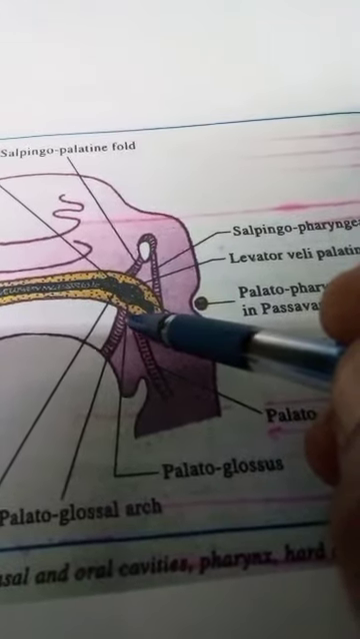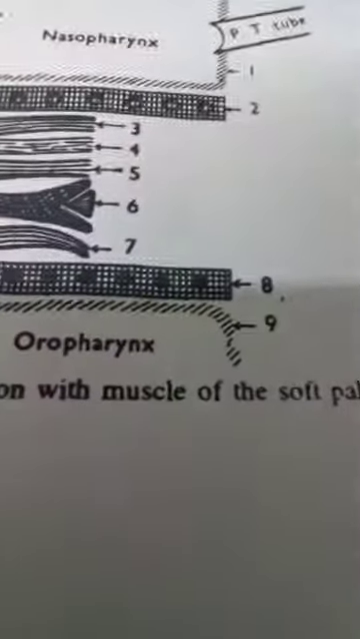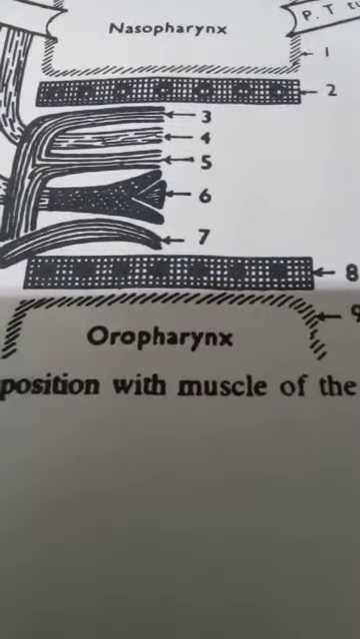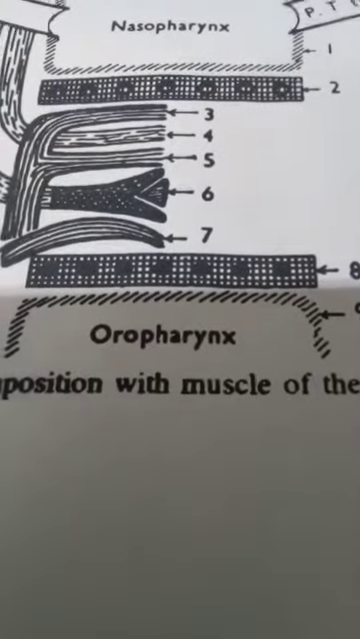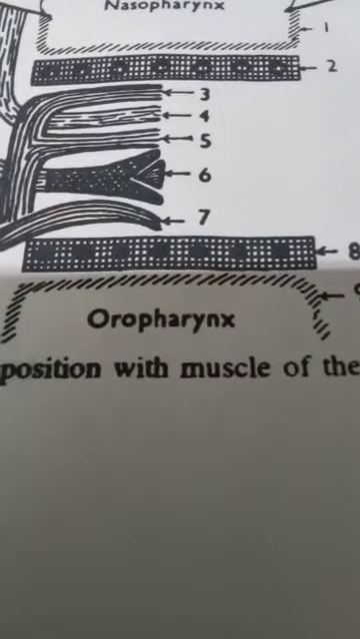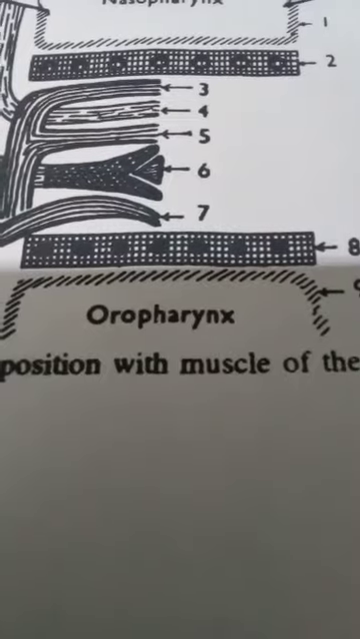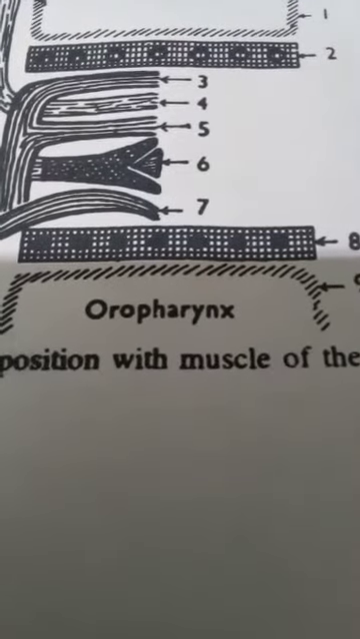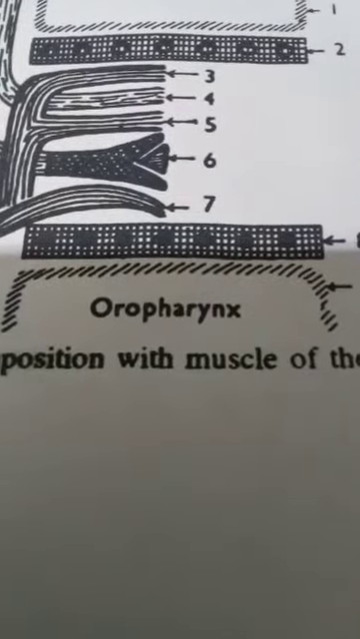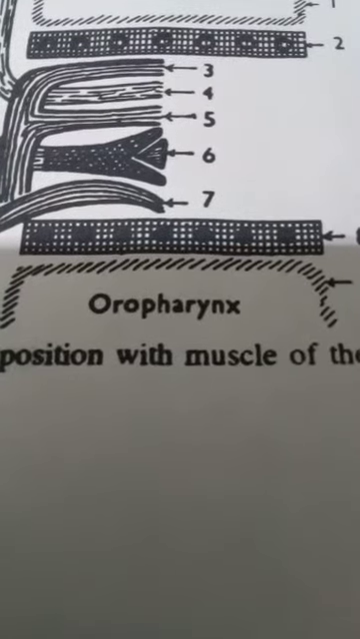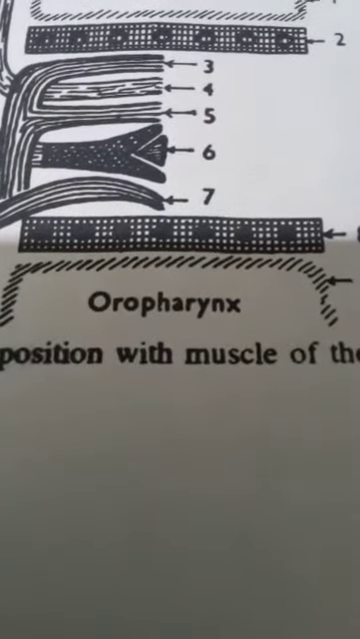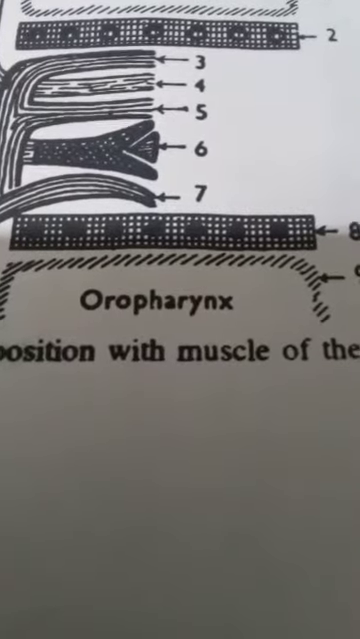by stratified squamous epithelium. So, with this schematic diagram, first is mucous membrane of the nasopharynx, second is submucous coat with mucous gland, third is posterior fasciculus of palatopharyngeus, fourth is levator veli palatini, fifth is anterior fasciculus of palatopharyngeus, sixth is tensor veli palatini, seventh is palatoglossus, eighth is submucous coat containing lymphoid tissue, and ninth is the mucous membrane of the oropharynx.